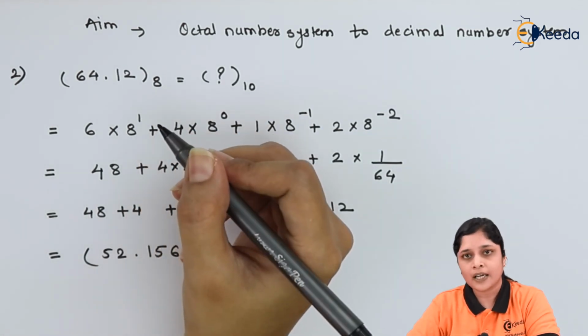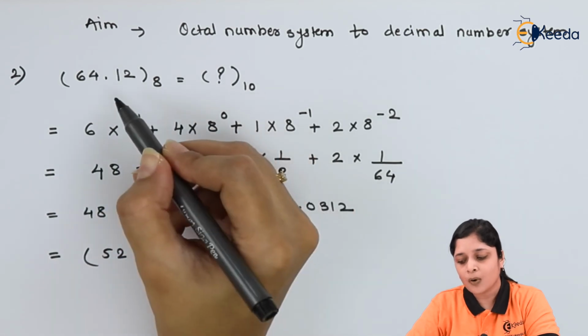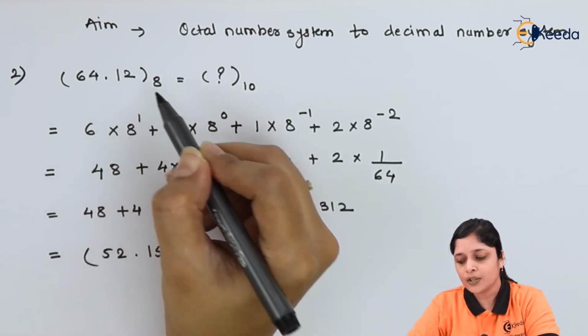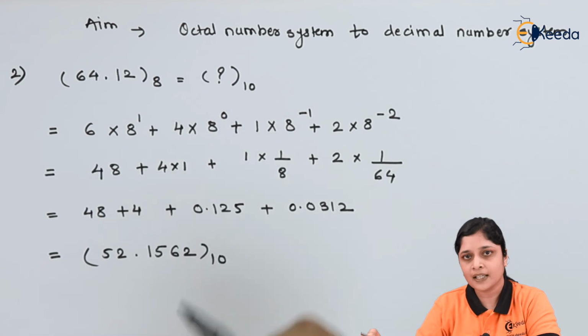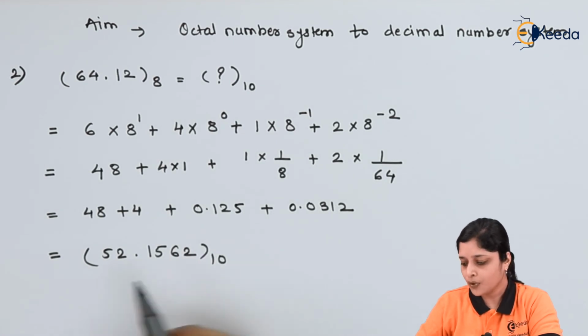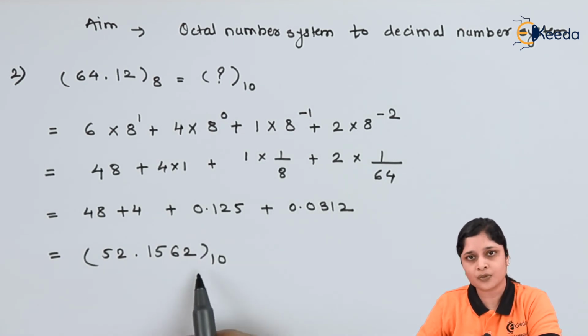Here again we are repeating, your problem is 64.12 to the base 8 and final answer in decimal form will give you 52.1562 to the base 10.